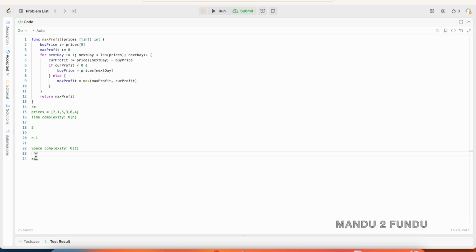This program does not allocate additional space with respect to the size of the input. It simply uses only 3 variables: the buy price, max profit, and current profit. So the space complexity is order of 1.